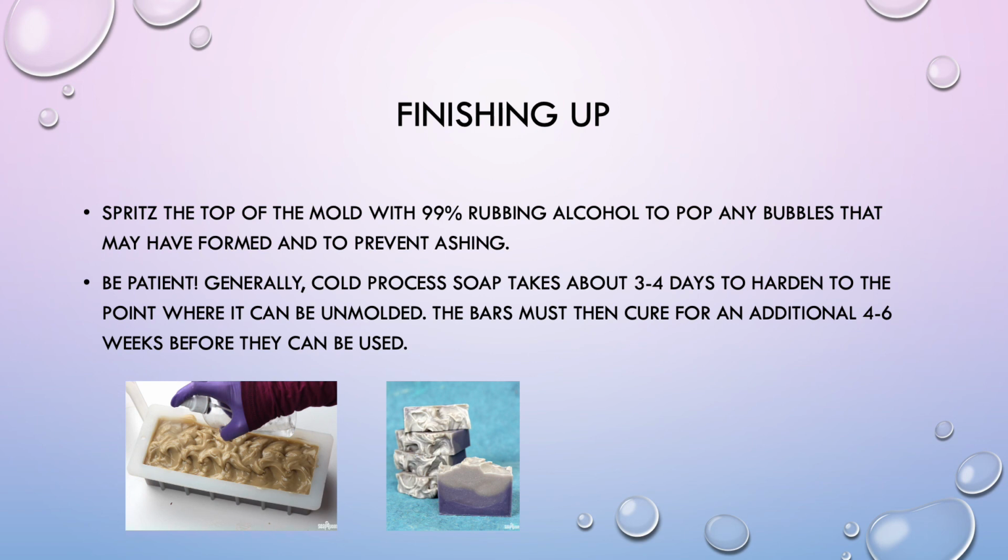Okay, so let's finish up. The next thing we need to do is spritz the top of the mold with 99% rubbing alcohol. It doesn't necessarily have to be 99%. I think I have 70%, just pretty much anything you can get at your drugstore. This helps to break the surface tension of any bubbles that may have formed, and to prevent some ashing that can occur. Lastly, be patient.